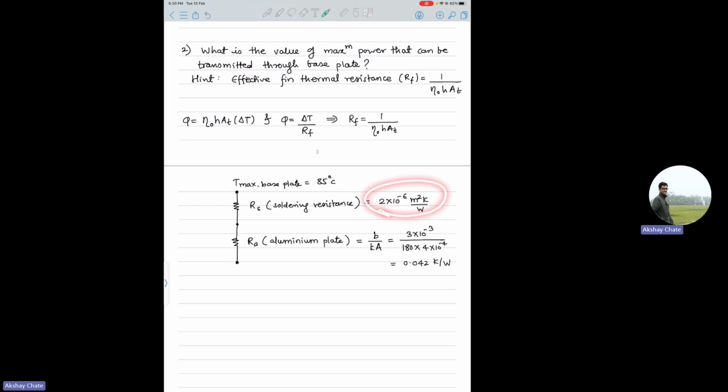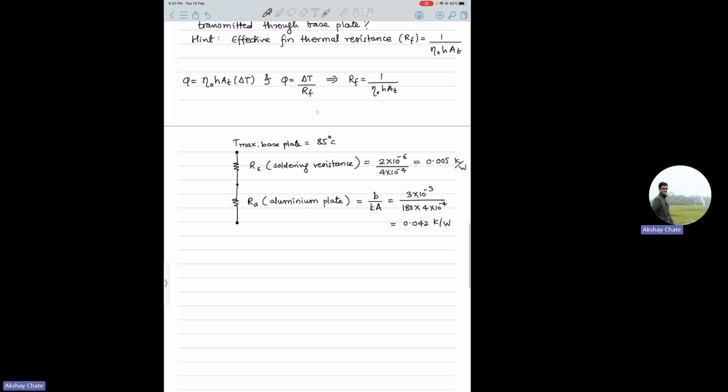here the unit is meter square Kelvin per watt, and here we are getting Kelvin. So we have to divide this by area, so that we will get Kelvin by watt. That is the standard unit for thermal resistance. So to do that, we'll divide this by the base plate area, so that is 4 into 10 to the power minus 4. If you do that, you get 0.005 Kelvin per watt. So these units should be consistent. That's why we are doing these things.